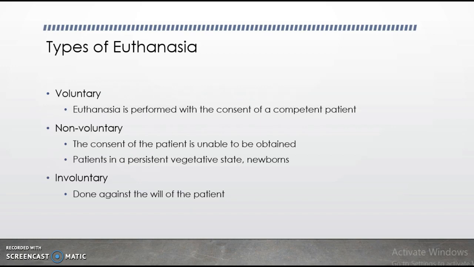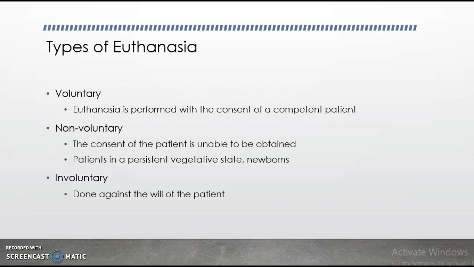This also happens in the case of newborns. So some newborns are born with such terrible congenital defects that they will die very soon, or they will live painful lives, and we have an option when they're born to just sort of let them die and not provide them the life-saving care they need. But obviously newborns are unable to give any form of consent, so we have to rely on the parent as a surrogate to make those decisions for them. So those are cases where we could have non-voluntary euthanasia. They're both cases where the consent of the patient is unable to be obtained.